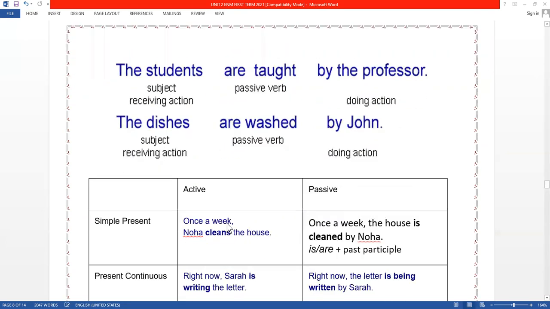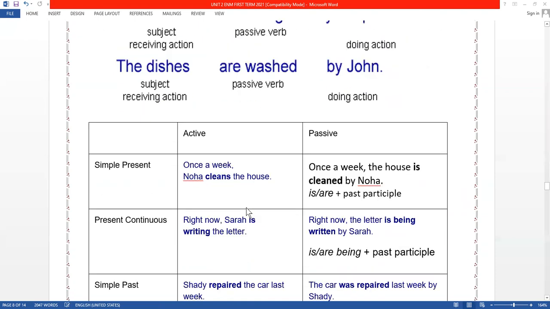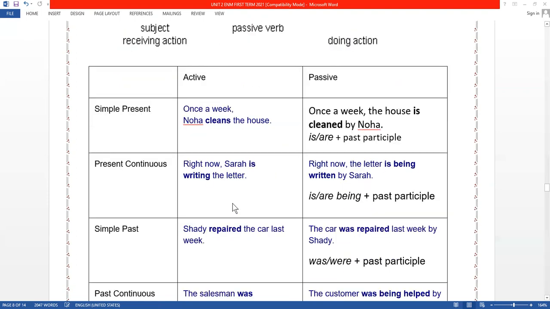And now, my dear students, we will see the different rules for the different tenses with the passive voice. The simple present, for example, when I say, once a week, Noha cleans the house. If I want to make it passive, it will be, once a week, the house is cleaned by Noha. So the rule is, the object, of course, at the beginning of the sentence, is or are plus past participle.